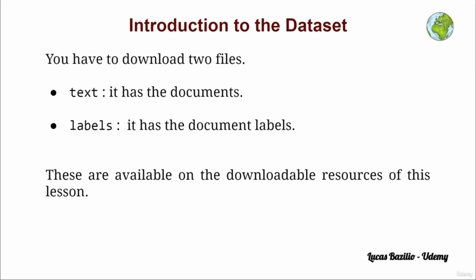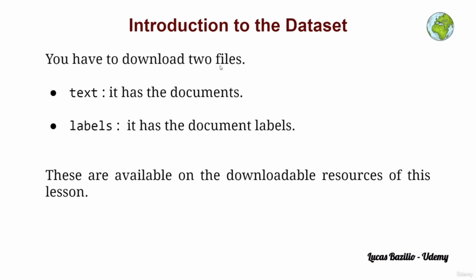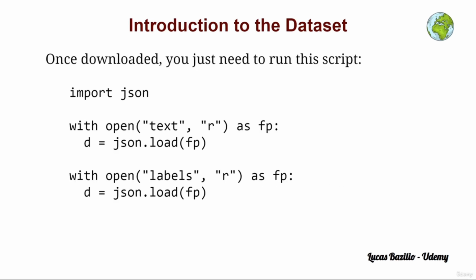Now, to work with this dataset, you need to download 2 files. The text file, which contains the information of all of the documents, this is a list, and also the labels file. This has the information of the document labels. Again, this is also a list. Both of these files are available for downloading in the downloadable resources of this lesson. Once you have downloaded these files, you just need to run this Python script on your notebook. With this, you're going to load both of these lists into your notebook environment.